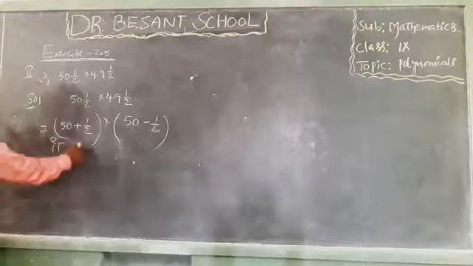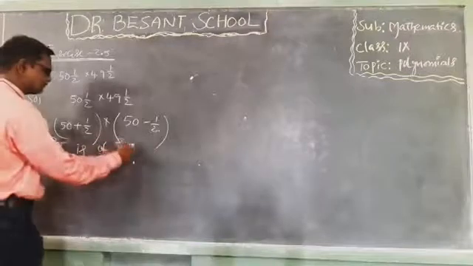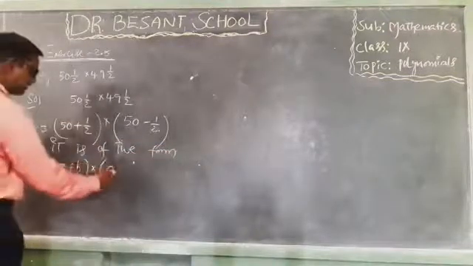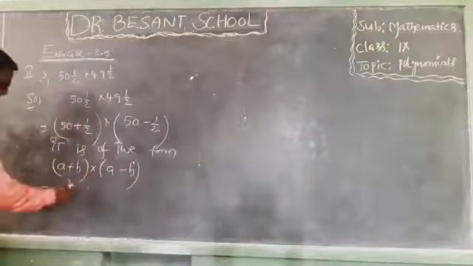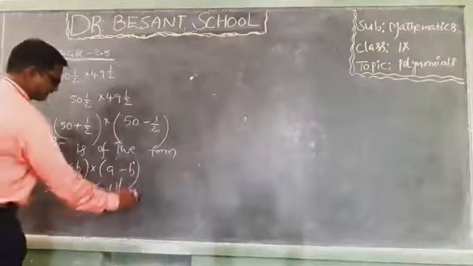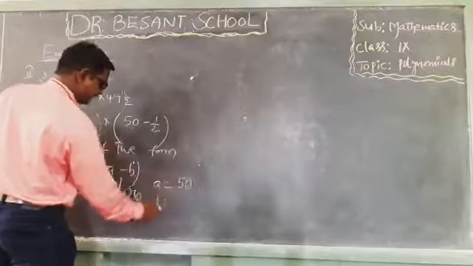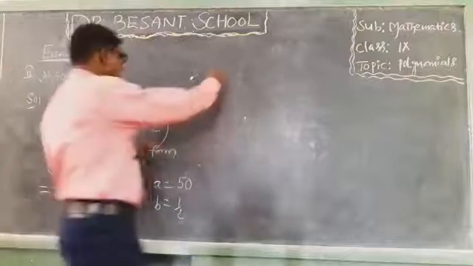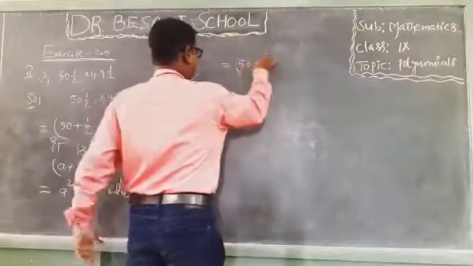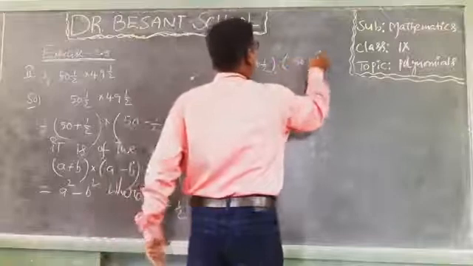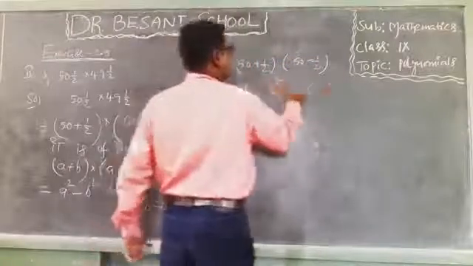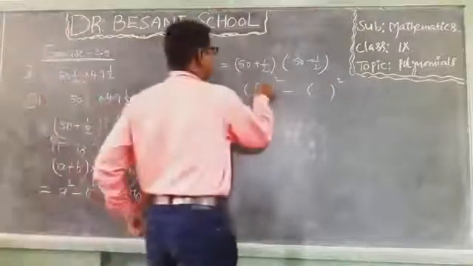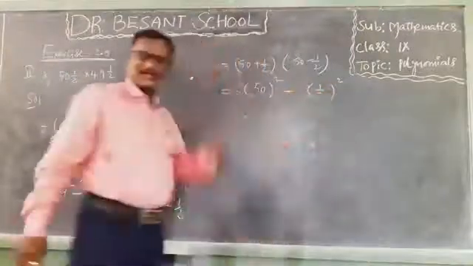Children, you see, it is of the form a plus b into a minus b. Its formula is a square minus b square, where a value is 50 and b value is half. So observe, 50 plus half into 50 minus half, that is a plus b into a minus b, which is a square minus b square. a square means 50 square, b square means 1 by 2 whole square.